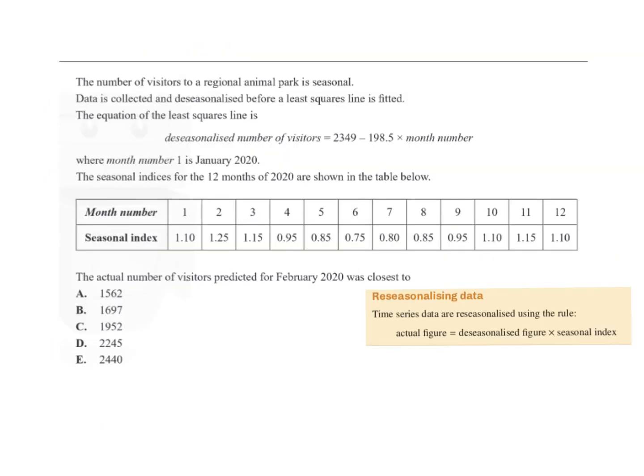Okay, so the number of visitors at a regional animal park is seasonal. The data was collected and deseasonalized before the least squares line was fitted. So can you see, they're telling me now, see how I told you? They will tell you when it's an equation for the deseasonalized value. So there's my A, there's my B, and so on.